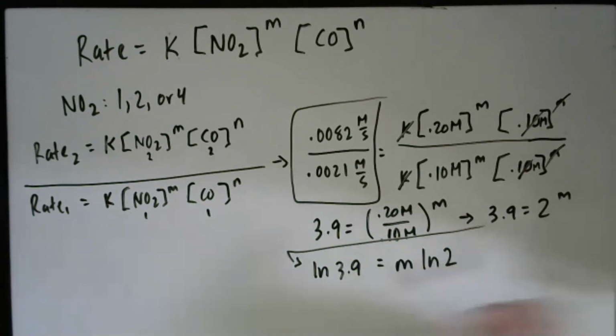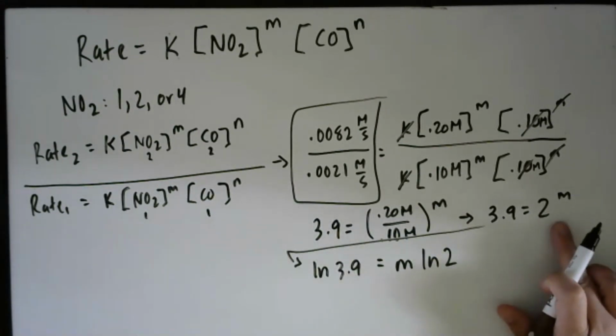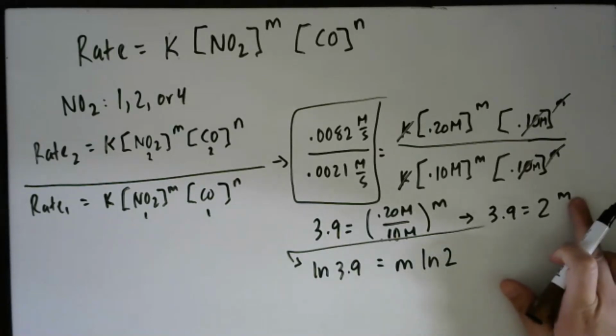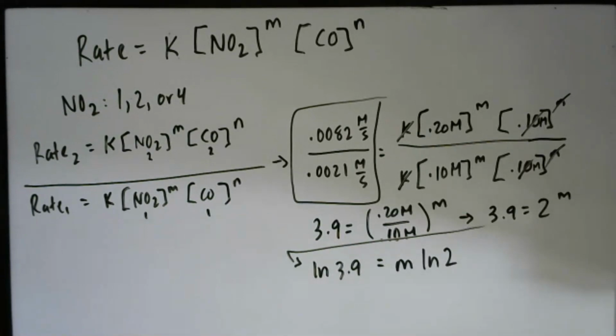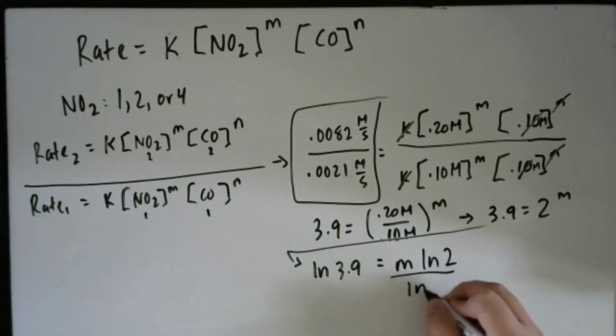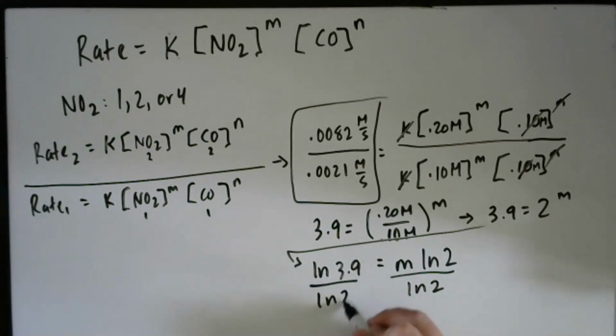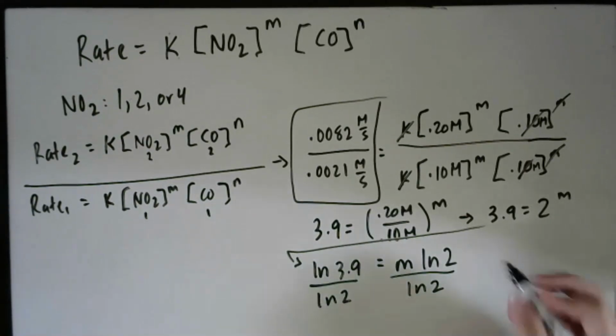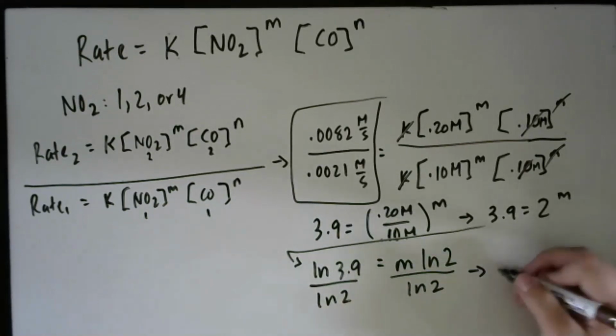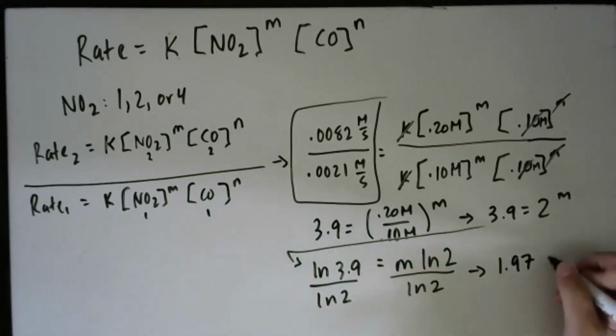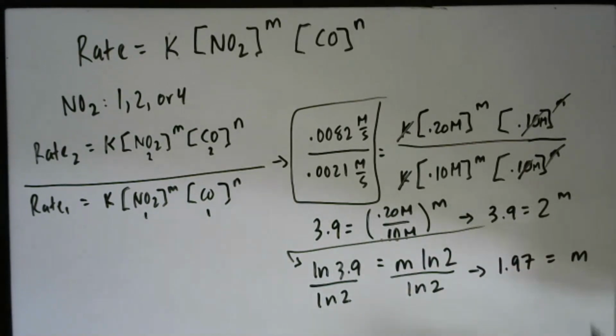So that's how you pull off exponents. You take the log of both sides, or the natural log of both sides. And when you take the log or the natural log of a number with an exponent raised to it, that exponent gets pulled off and put in front. Now we just have to solve for m. So you can put the ln of 3.9 into your calculator, and then divide it by the ln of 2. And that is going to give you your value for m. So when you do that, you're going to get 1.97. That's going to be your m value. And 1.97 is close enough to 2 where we can call this a second order reactant.